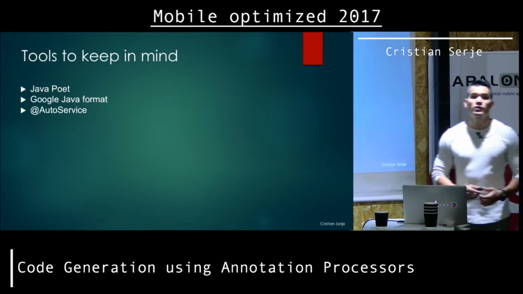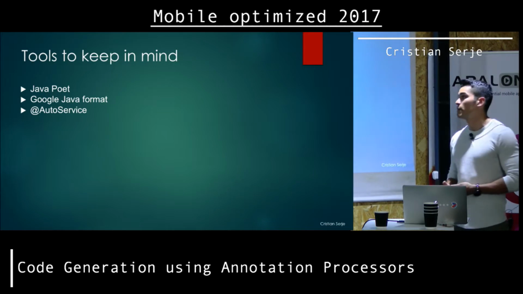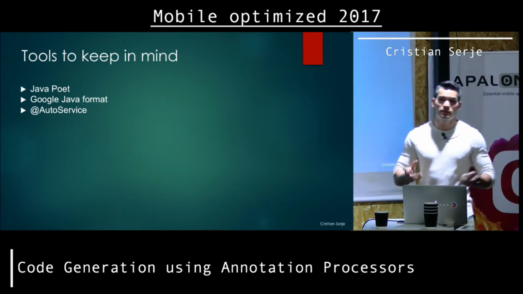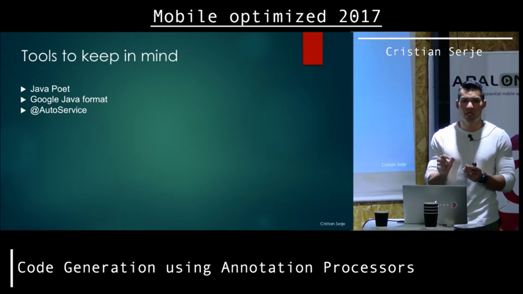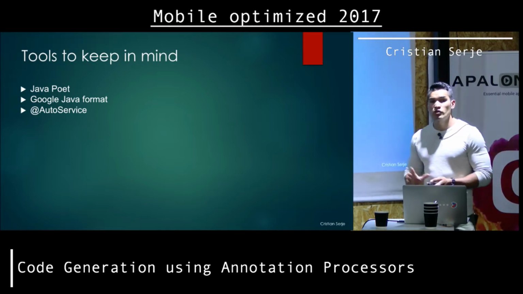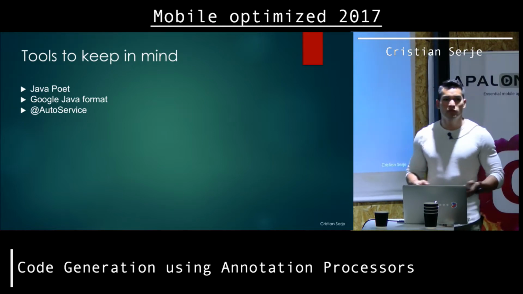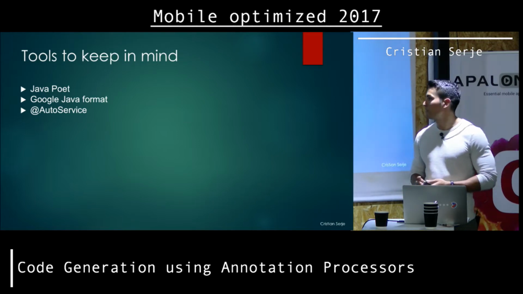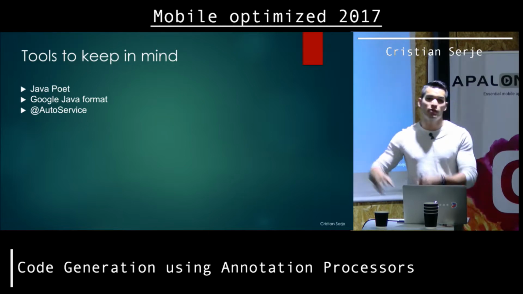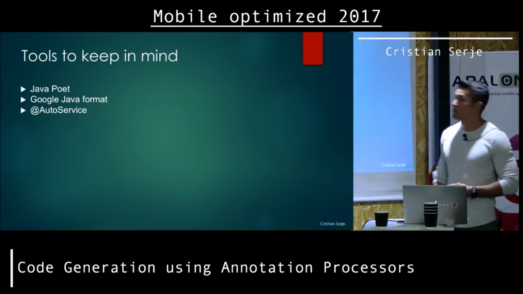So, tools for you to keep in mind: we have JavaPoet. JavaPoet is from Square. I will show some examples about JavaPoet. It is a tool to help you write the final Java file. But we are not going to use it today. I'm going to use the old-fashioned style, string concatenation, a StringBuilder, and build my own class. But just for you to know and keep in mind.